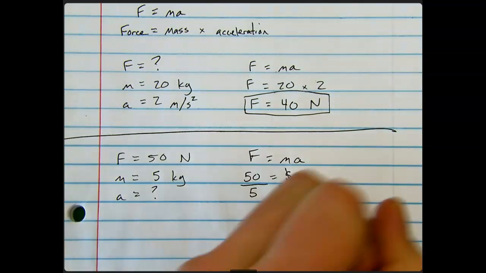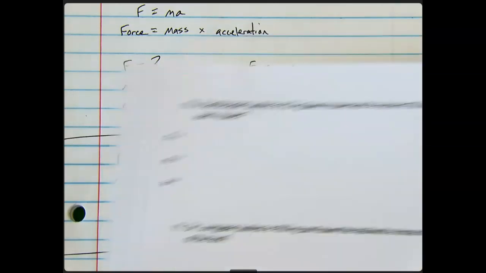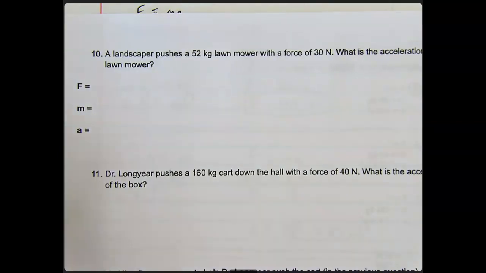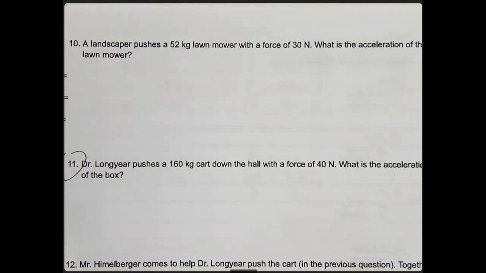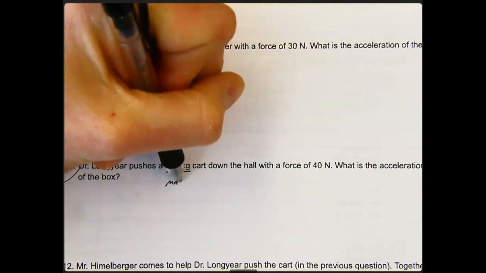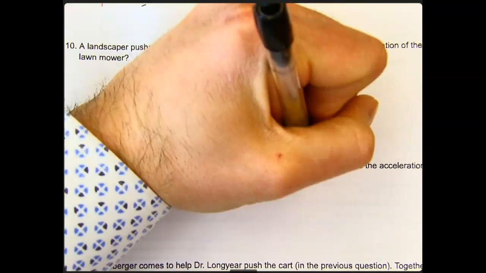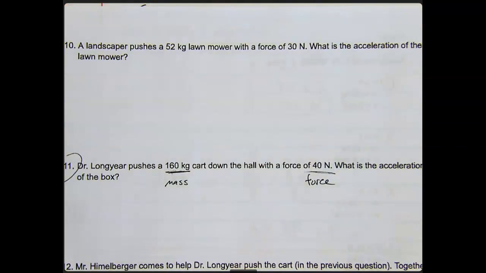All right, I might do one more problem here. Let's take a look at one of the word problems on the back. Let's try number 11. Dr. Longyear pushes a 160 kilogram cart down the hall with a force of 40 newtons. What is the acceleration of the box? Okay, so let's break this down. I'm seeing 160 kilograms. That's a mass. And I'm also seeing 40 newtons. That's a force. And it's asking me for acceleration.